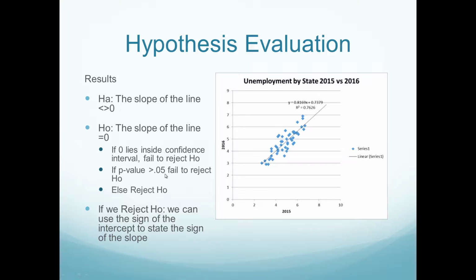If the p-value is greater than 0.05 on the intercept, or sorry, not on the intercept, on the slope, then we can reject H0. So those are the reasons that you would reject. If we reject H0, then we can use the sign of the intercept to state the sign of the slope. So if we reject that the slope here is equal to 0, then we can say it must be a positive slope because we're getting a parameter value that's positive.